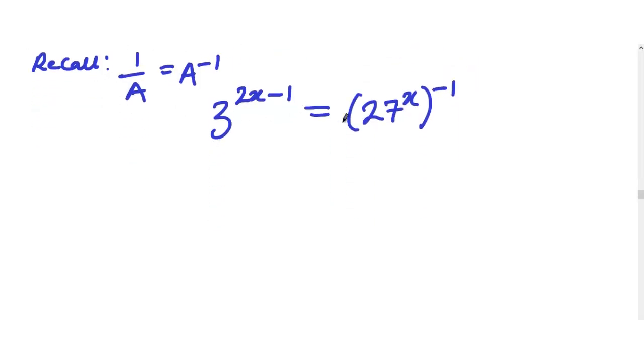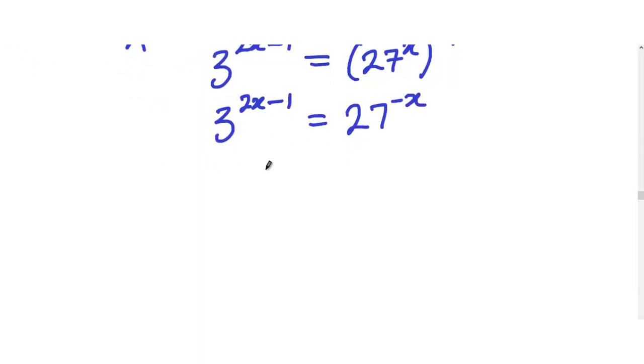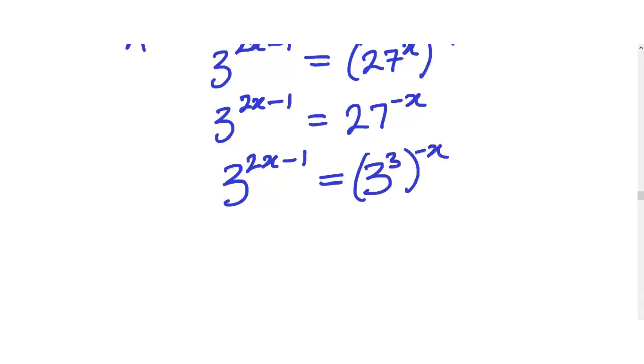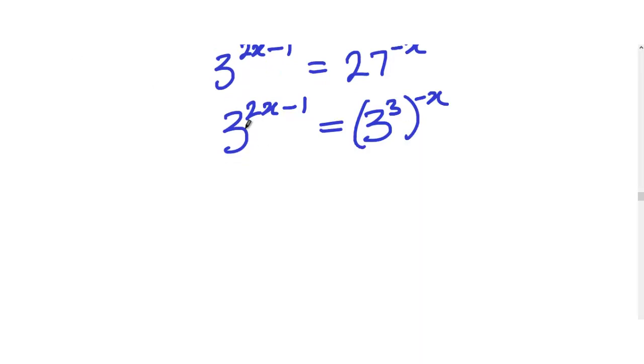So the next thing is to reduce this. So I will have 3 raised to power 2x minus 1. Let me first do the power. It will now be 27 raised to power x times minus 1, that is minus x. So by reducing to the least possible base, I'm going to be having 3 raised to power 2x minus 1, and 27 is actually 3 raised to power 3. So that will give me 3 raised to the power of 3 into bracket minus x.